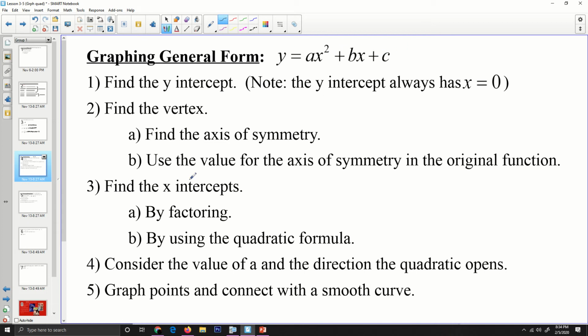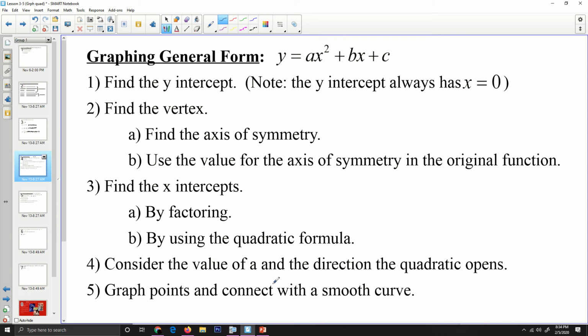We'll find the x-intercepts, and our two go-to methods for finding x-intercepts is either by factoring and setting y equal to 0, or using the quadratic formula. And then we're going to consider the value of a. Remember, if a is positive, it opens up. If a is negative, it opens down. And that will determine which direction the quadratic opens.